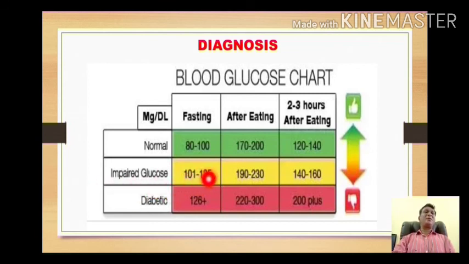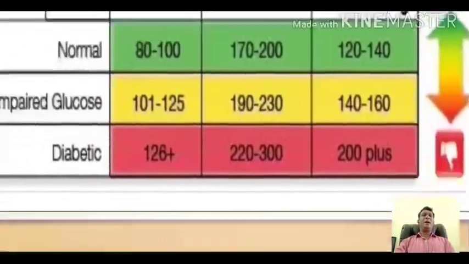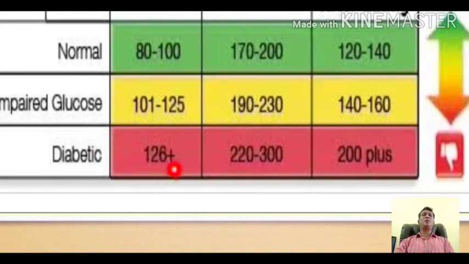Now whenever there is a rise in blood glucose level at fasting, after eating and after 2 to 3 hours, it is said to be impaired glucose level. If these glucose levels are beyond these limits, for example, if the fasting glucose shows a value of 126 plus and the value 2 to 3 hours after meal shows 200 plus, we can definitely assure that the person has diabetes.